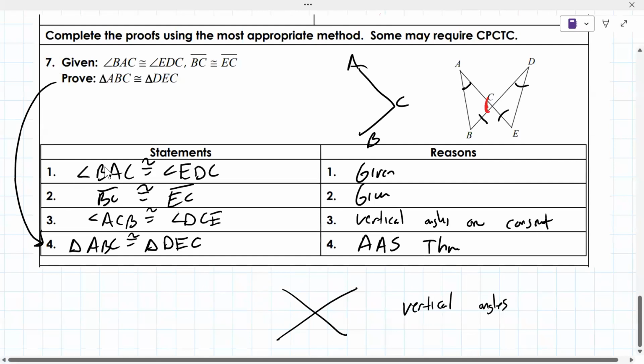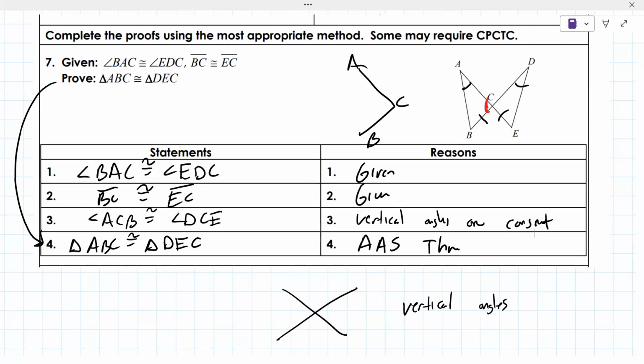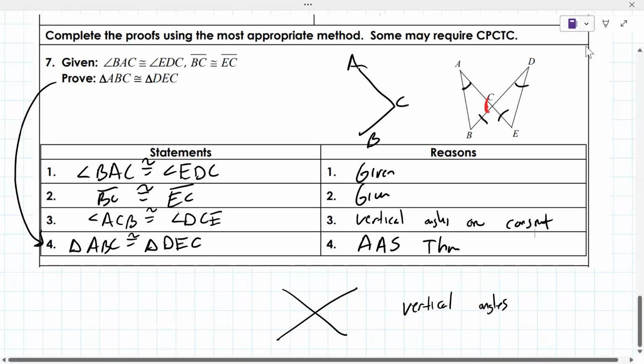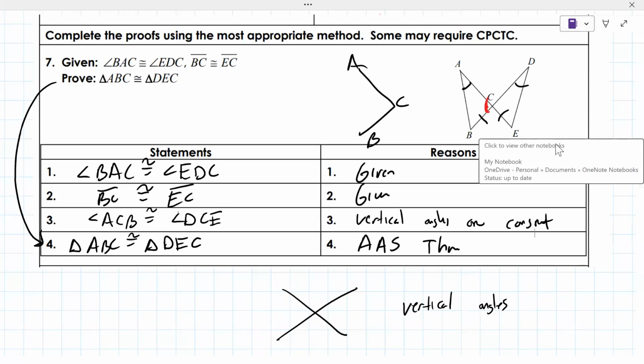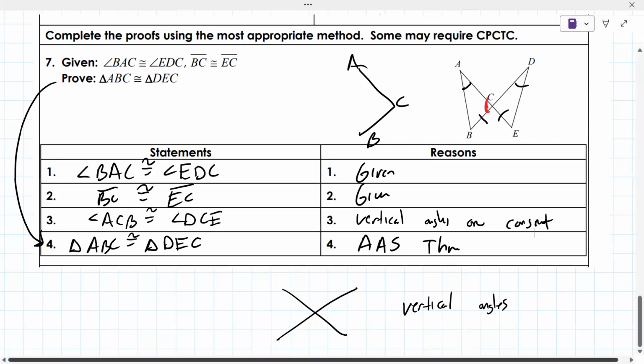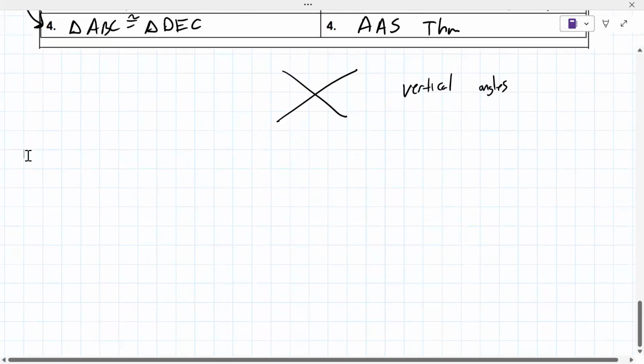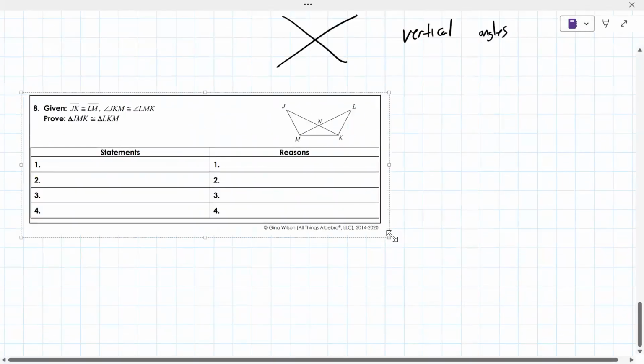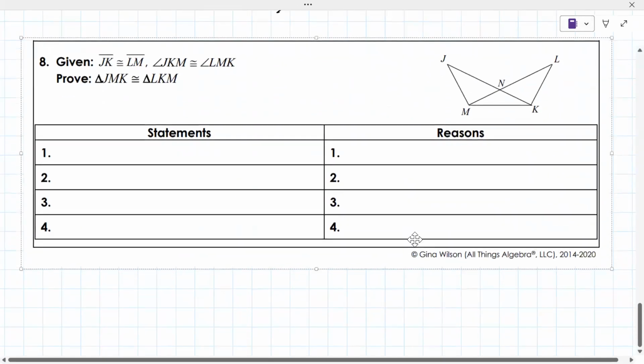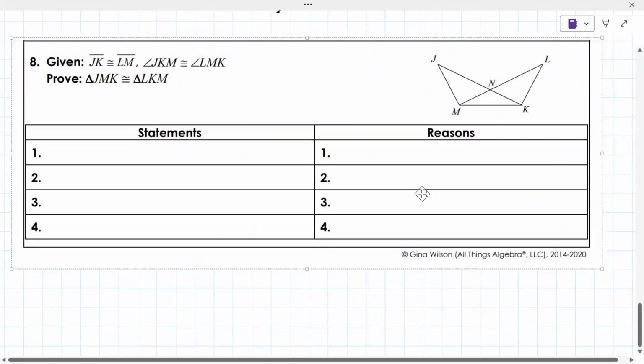All right, so that is it for that proof. Any questions on that before we move on to the next one, which is really similar? No. Okay. All right, let's take a look at the next one. Hopefully this one's easier. They're all about the same. It's the same recipe.